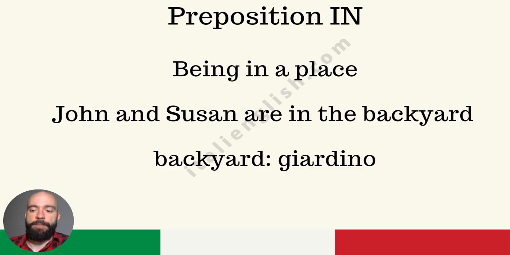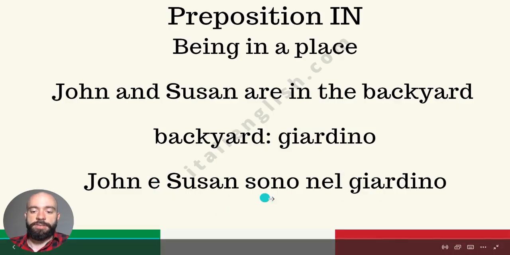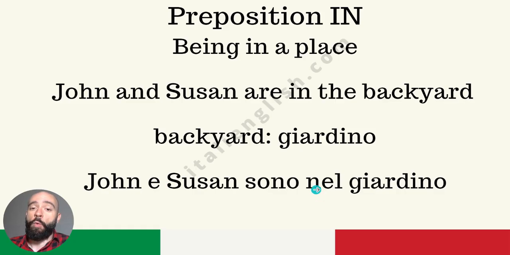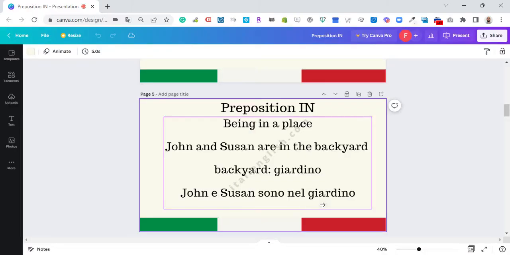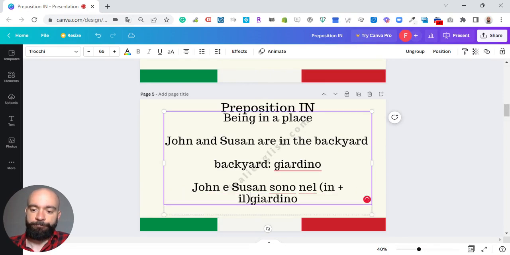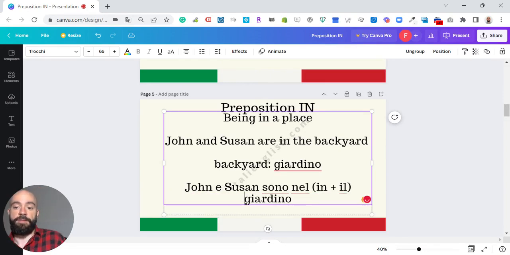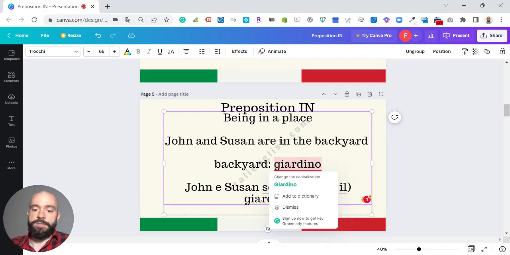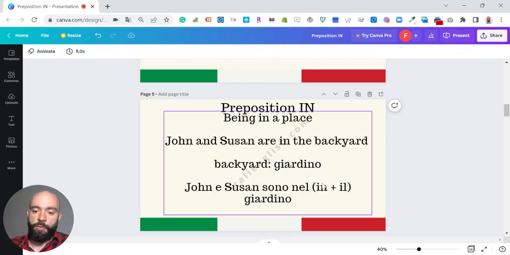Anyways, give me this one. John and Susan are in the backyard. Translation is going to be John and Susan sono nel giardino. Why is it nel? You should be able to guess it at this point. Again, we're going to talk about combined prepositions very soon. But nel is the combination of in plus il. Il is the article for giardino, the backyard, and in is the preposition that we are practicing right now. If in your notes you wrote down John and Susan sono in il giardino, that's fine. That's correct. No big deal.